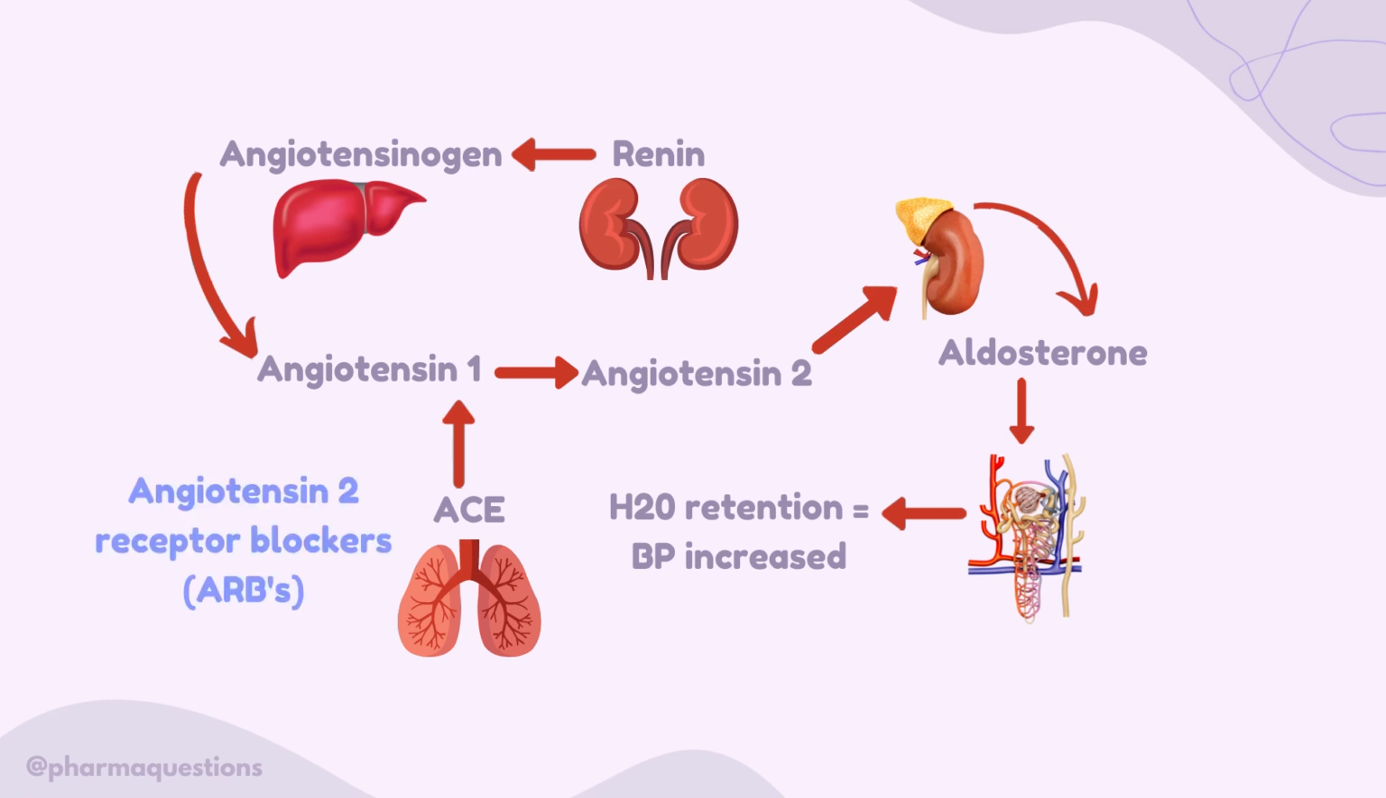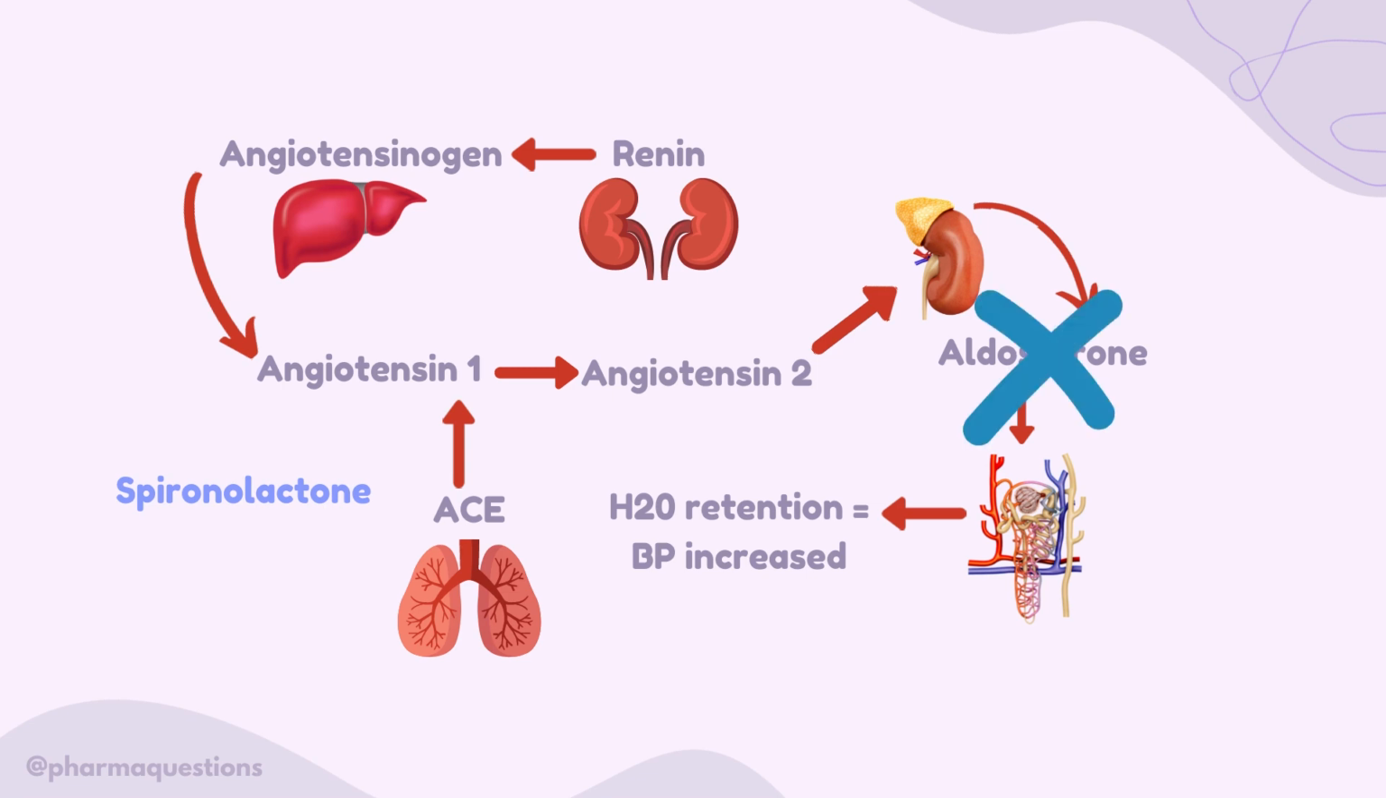Angiotensin 2 receptor blockers inhibit angiotensin 2, and spironolactone antagonizes the effects of aldosterone.